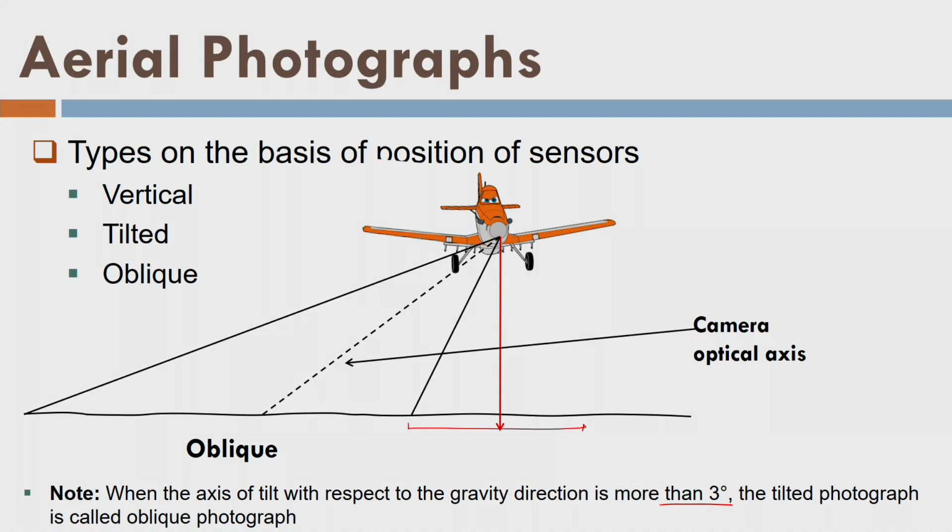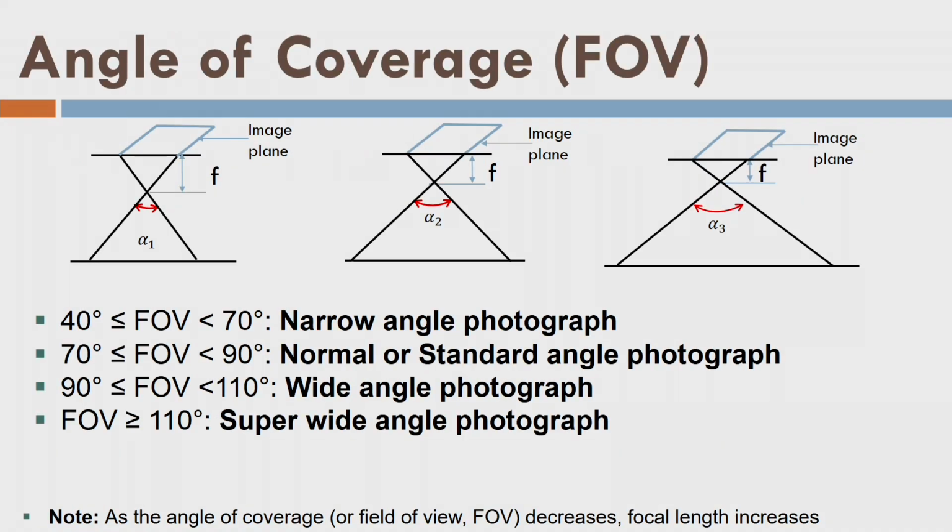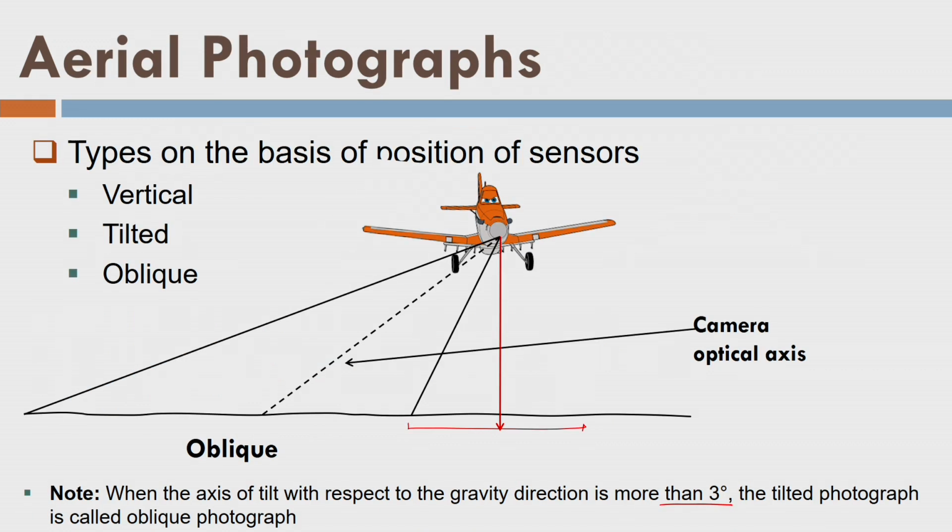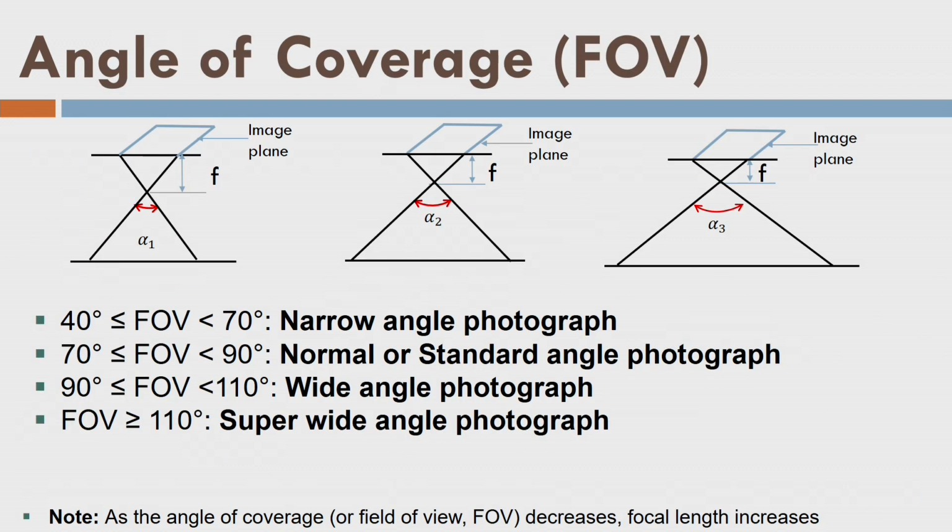Well, now, what about the angle of coverage or field of view? In the last photograph, I have shown you 2 lines like this, this point and this point, that is the coverage of the photograph. This much length or this much area a camera is going to cover on the ground surface. So now, if I have this angle called alpha 1, it is called field of view, right? And I am representing here the focal length f, and this is my image plane, or what we call negative plane, or we can call it negative image plane.